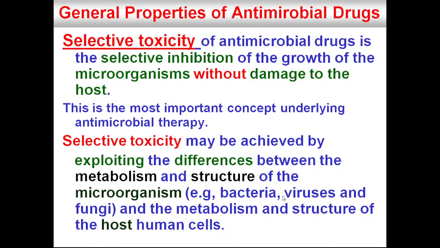That's why antiseptics cannot be used systemically, just on some surfaces, because they do not act selectively against bacterial cells. Selective toxicity may be achieved by exploiting the differences between the structure and metabolic activity of the microorganisms on one side, whether bacteria, viruses, or fungi, and the structure and metabolic activity of the host human cell.